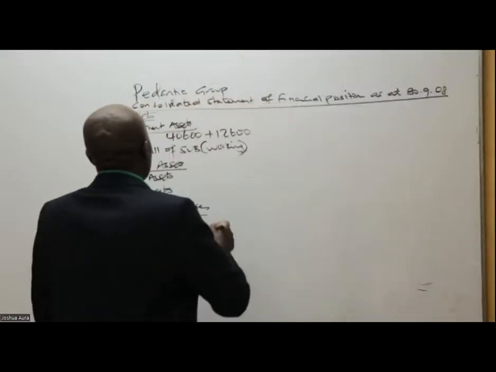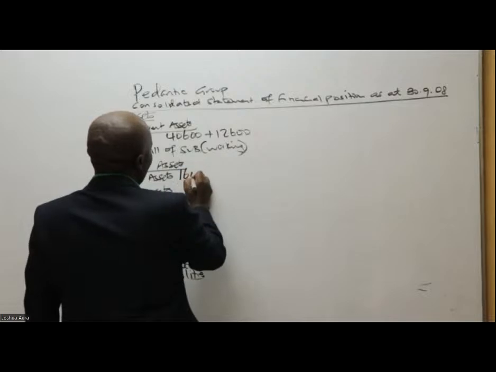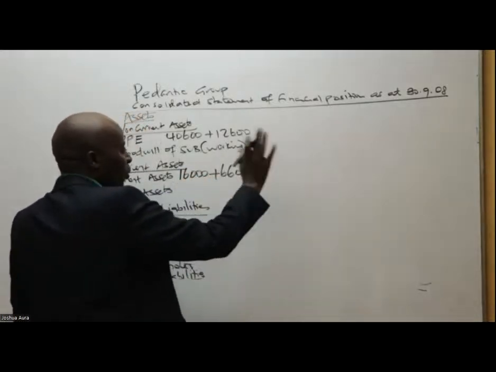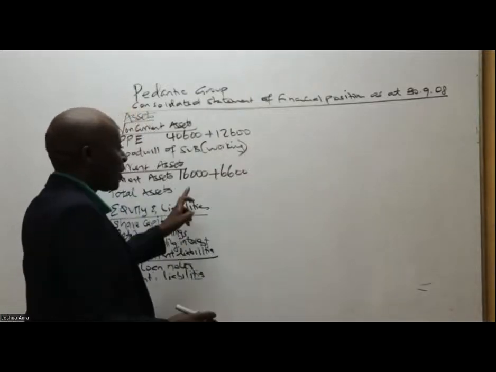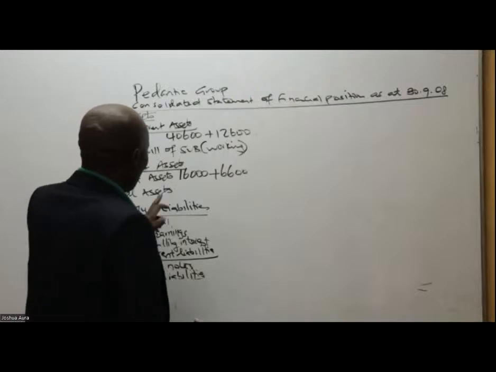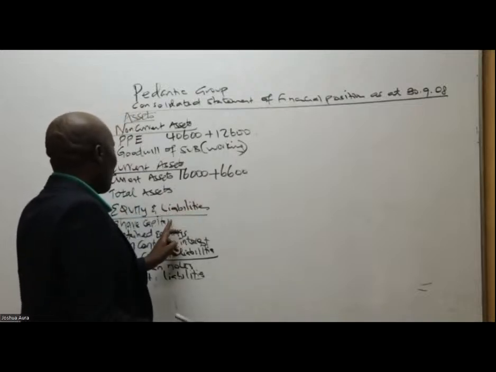16,000 plus 6,600. Don't add anything. Don't take your calculator and start giving us figures, because later on I'll be doing adjustments. Total assets, leave that one. Go to share capital.